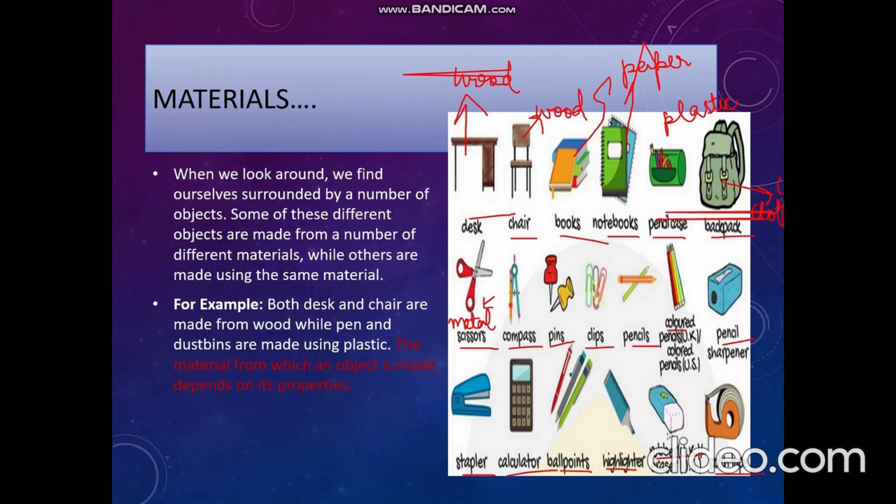Pins are made up of plastic. Clips are made up of also plastic. Pencils are made up of wood. Color pencils are also made up of wood. Pencil sharpener is made up of plastic. Stapler is also made up of metal. Now, calculator is made up of also metal. This highlighter is made up of plastic.